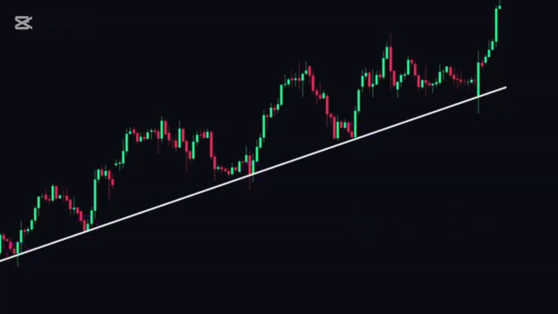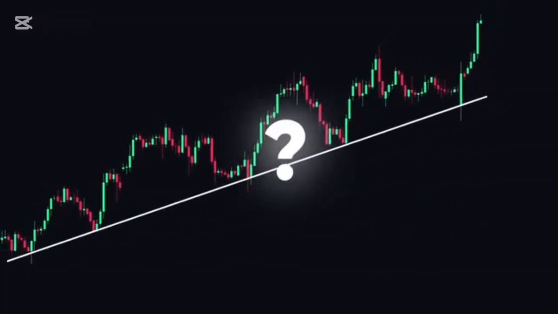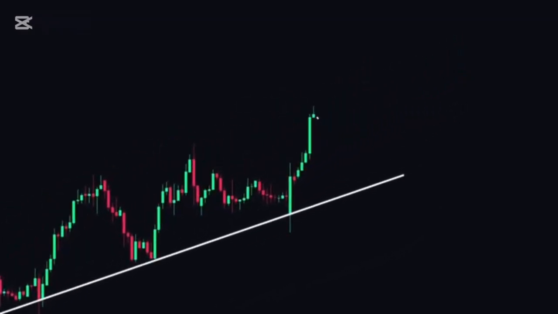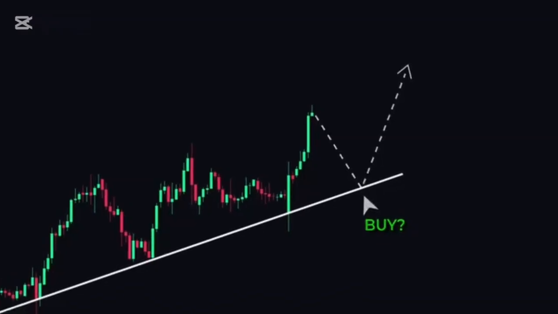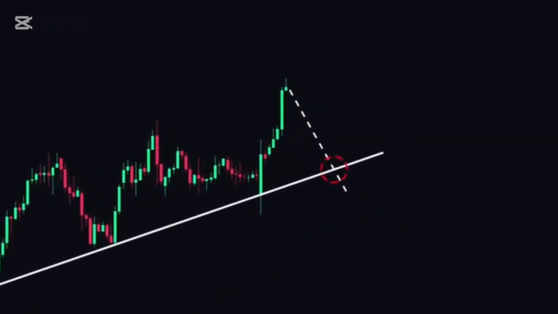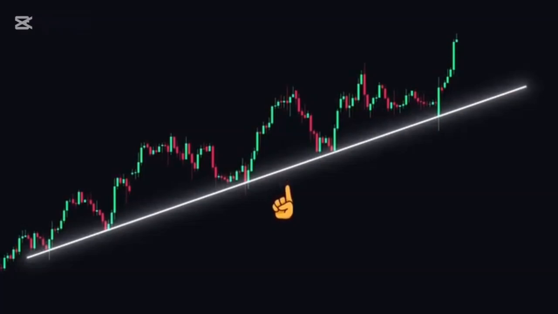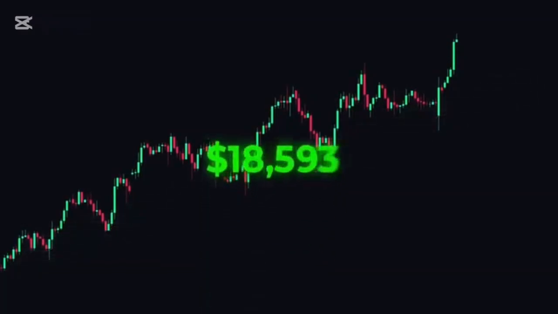Now, even if we've figured out how to draw them, the next big question is, how do we actually trade them? Should we wait for the price to touch the trend line and enter buy, anticipating a bounce? Or should we wait for the price to break the trend line, anticipating a trend reversal to short it? The truth is, I've tried all of these approaches. But throughout my trading career, I've discovered the best way to trade trend lines, which to this day have made me a lot of profit.